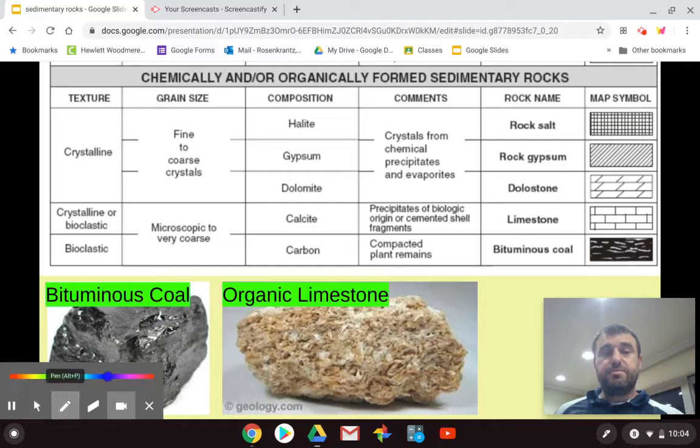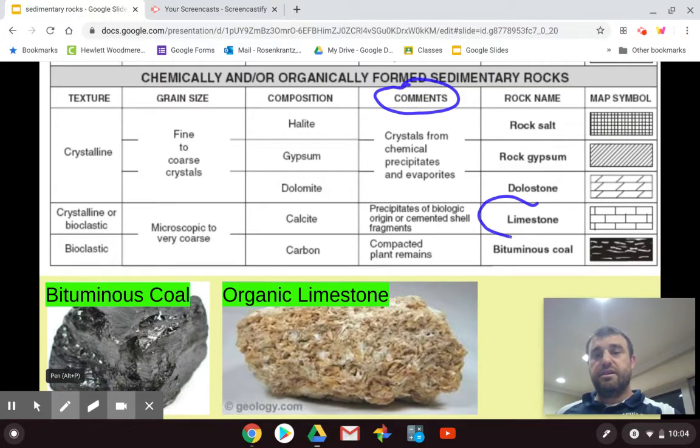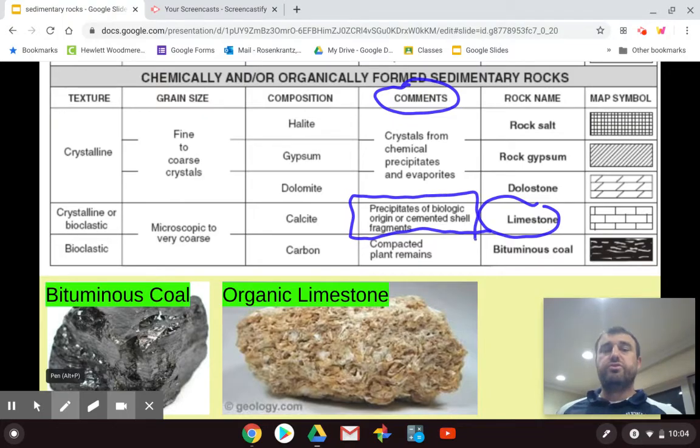There's actually two types of ways limestone can form. So once again, if you go over the comments and limestone, it gives you the two ways. See, it says precipitates of biologic origin, but then there's an or, cemented shell fragments. So this is the cemented shell fragments portion of the sedimentary rock. So this one would also be bioclastic.